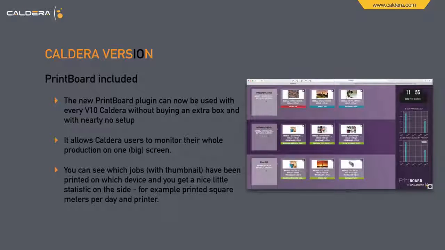The new Printboard plugin can now be used with every version 10 Caldera without buying an extra box and with nearly no setup. It allows Caldera users to monitor the whole production on one big screen. You see some thumbnails and information and a nice little statistic to the side where you can see, for example, printed square meters per day and printer.